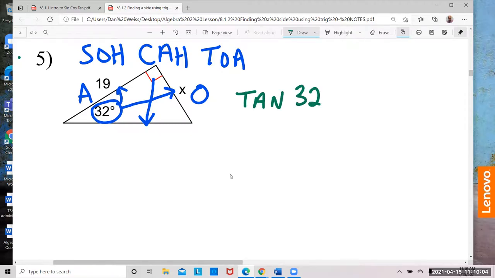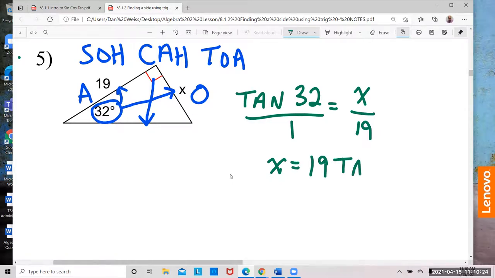Tan 32 equals opposite, x over 19. Okay. All right. So now cross multiply, x equals 19 tan 32. Okay. On your calculator, type 19 times 32 tan equals.